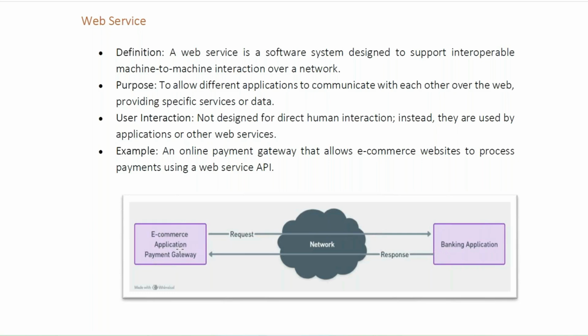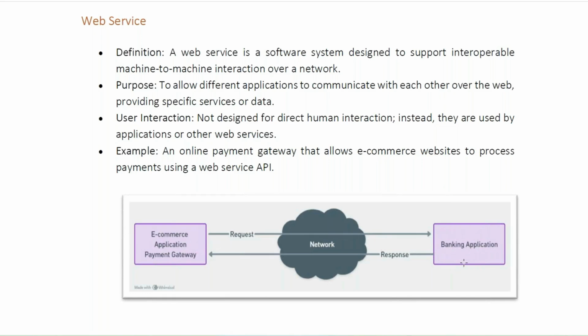After selecting the product, once you add it to the cart, you have to make the payment. Whenever you try to make the payment, there will be a payment gateway where you have to enter the credit card details. Whenever you enter the credit card details, the web service will be triggered through the network. This is the network, or you can call it the web, and it will reach the banking application.